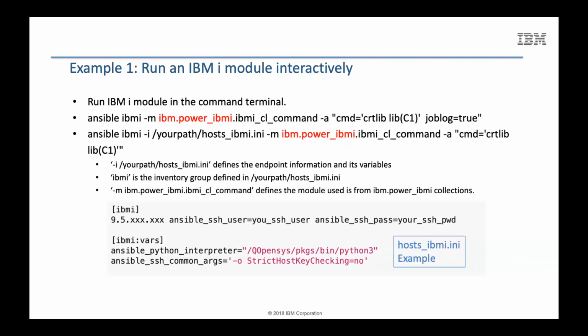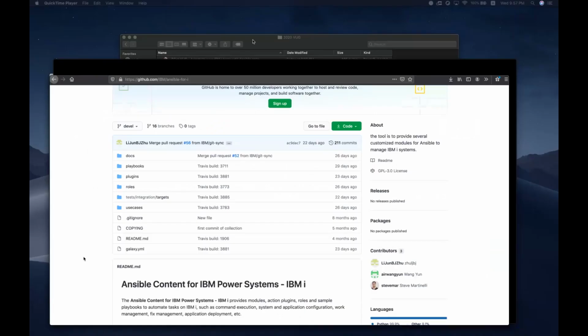You also need to define which module you need to complete the task. The module we use here is the IBM_CL_command module under the Power IBM collections in the IBM namespace. So this full name needs to be specified after the -m option. We also need to provide parameter values to this module. In our case here, we input a create library CL command as the input of the parameter CMD. So I can show you a quick demo here.